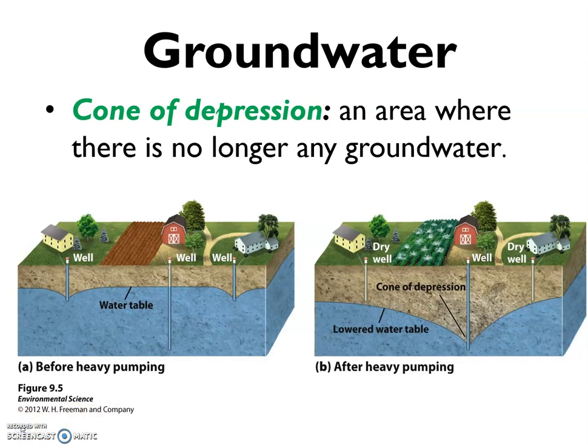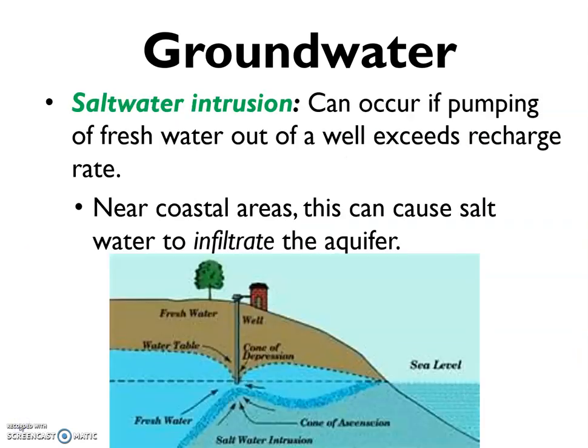So in coastal areas, we not only need to be concerned about the cone of depression and making sure that our wells don't go dry by overpumping more than the area can be recharged, we also need to be concerned about the cone of ascension. So we'll take a look at that on the next slide. Okay, so first focus your attention on the diagram below. We'll get back to the words above.